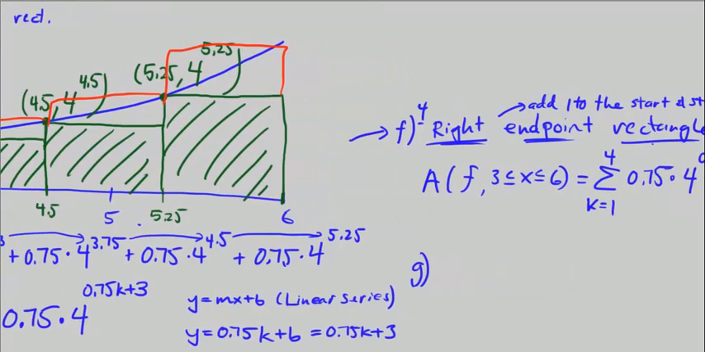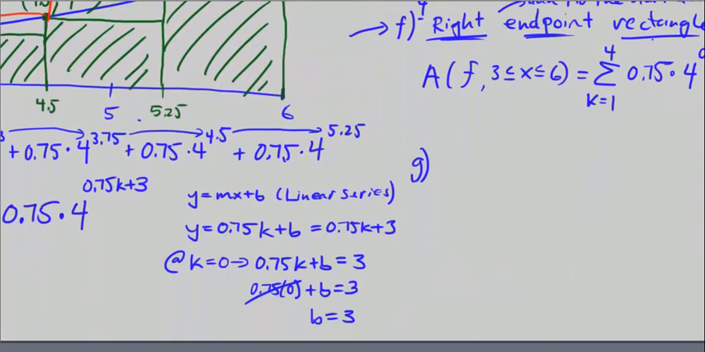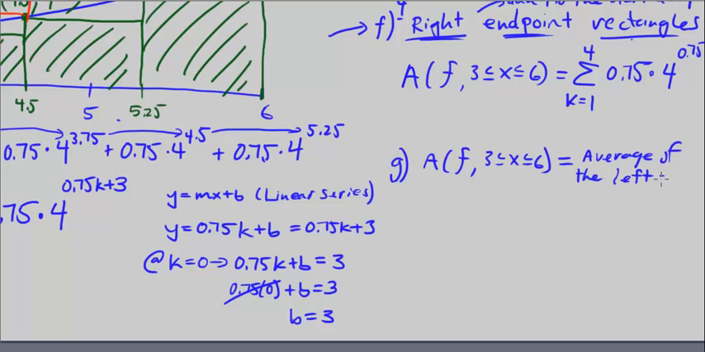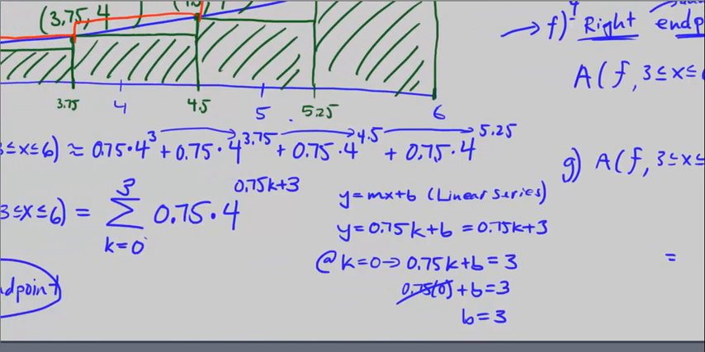So a good middle point is going to be the average of the under and over estimate, or the average of the left endpoint and the right endpoint. So let's go ahead and write that. A good approximation of the area under our curve from 3 to 6 is just going to be the average of the left and right endpoint approximations, right? So let's go ahead and calculate these.